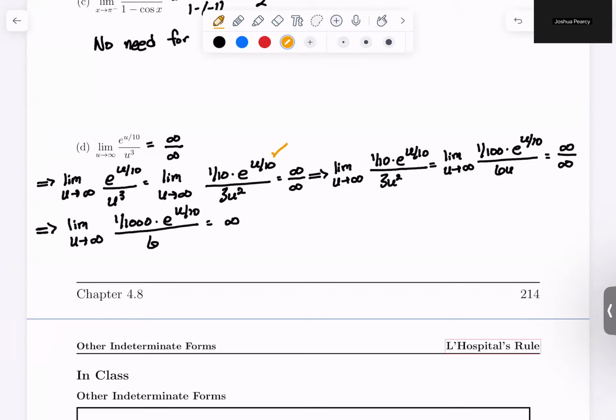Then letting u go to infinity, we still have infinity over infinity, so we need to apply L'Hopital's rule again and differentiate the numerator and denominator. Differentiating the numerator leads to 1 over 100 e to the u over 10. Differentiating the denominator leads to 6u. Again, let u go to infinity. We still have type infinity over infinity, and we can differentiate again. The numerator gives us 1 over 1,000 times e to the u over 10, divided by 6. Now let u go to infinity. The numerator goes to infinity. The denominator stays as 6, so the limit is infinity.